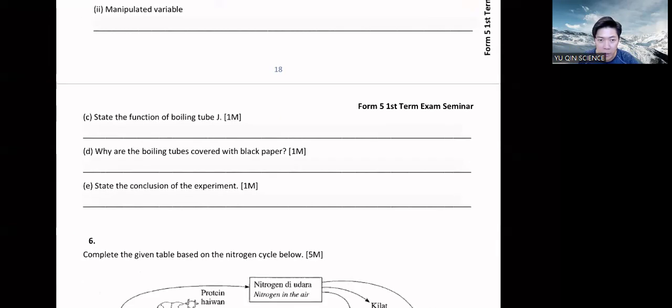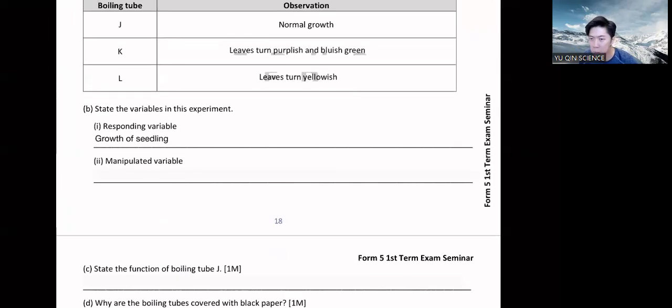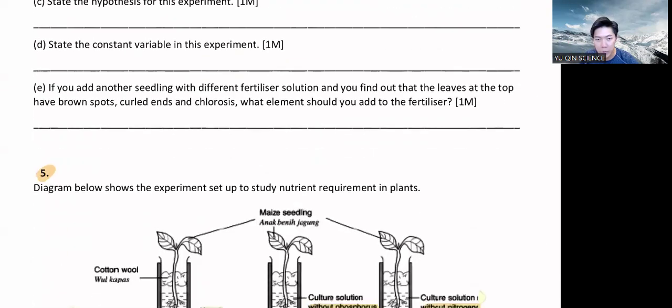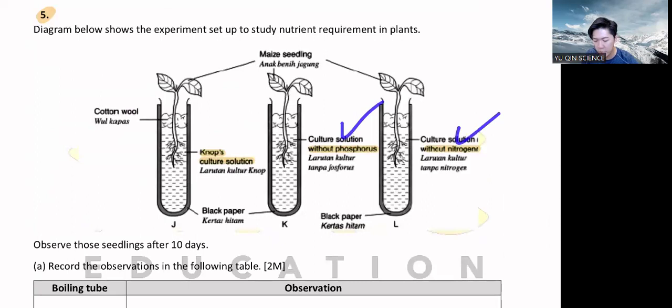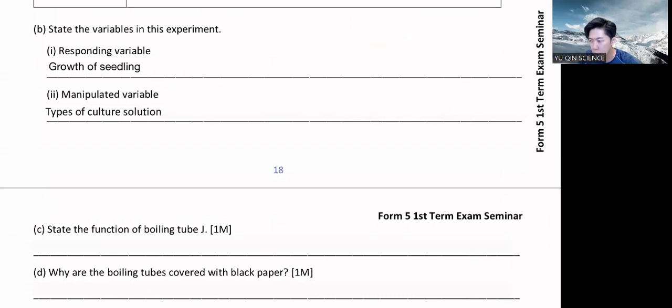But if there is an operational definition, like the last one that we did, then the color of the leaf maybe is a bit difficult to write also. So both acceptable, but you have to see which one is more suitable sometimes. Manipulated variable, which is using different things. We are using different nutrients, having different culture solution. So there will be types of culture solution.